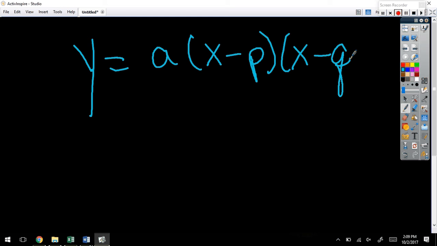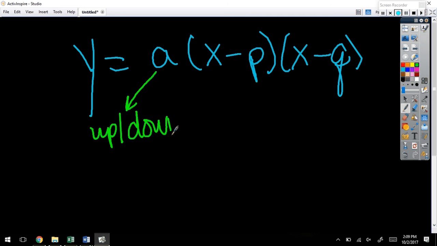Don't get intimidated by the variables in this. Whenever I gave you the other form, ax squared plus bx plus c, you were a bit intimidated by that. Don't be intimidated by this. Your a is exactly the same as it was before. Tell me what a in front always told you. We could tell a lot from the a. Up or down? Remember, if it was negative in front, the parabola opened down. If it was positive in front, it opened up.